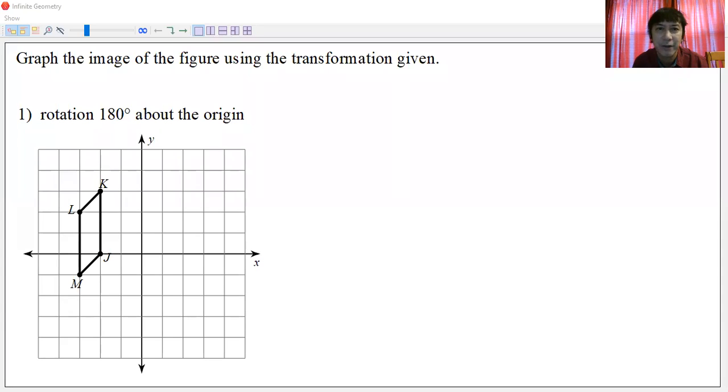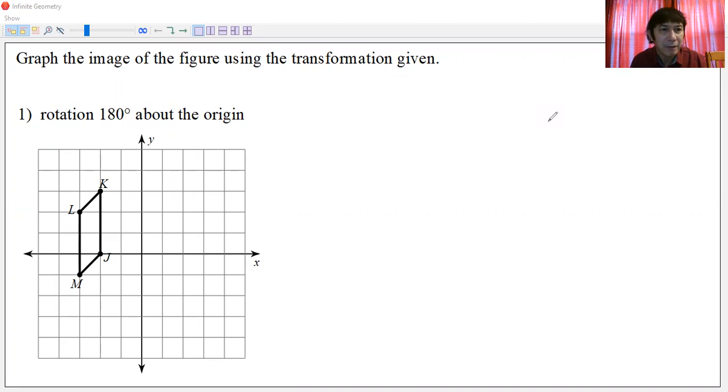So we're going to use the examples in our problem sets. So let's move to that screen. Okay, here's the first question. Graph the image of the figure using the transformation given. Rotation is 180 degrees about the origin.